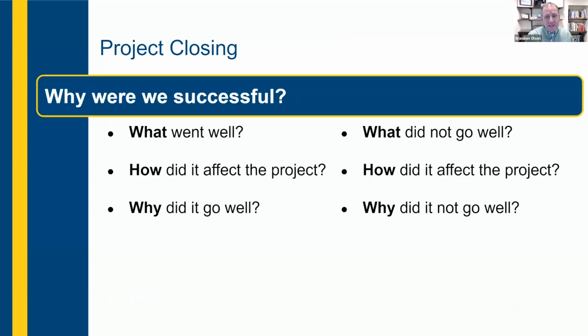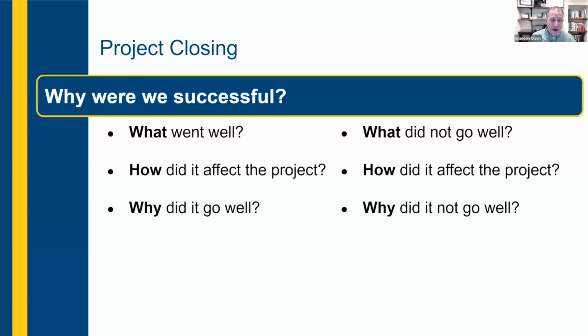So part of project closing is where we do some reflection as well. So the project team or all the project stakeholders should be asking questions of why were we successful? So we can take a look at what went well, how did it affect the project, and why did it go well? So we can also ask the other side of what didn't go well and how did it affect the project and why did it not go well? So we're going to look at these, identify not just what went well, but also associate these positive or negative experiences and see how they affected the project. So we kind of understand cause and effect.